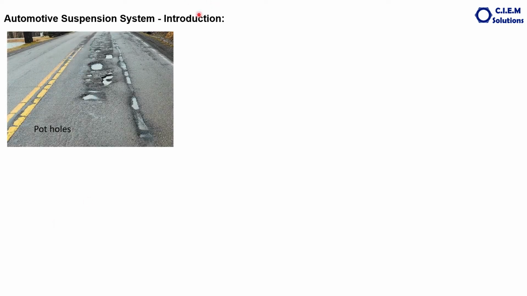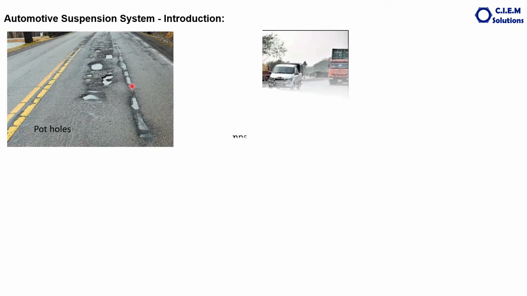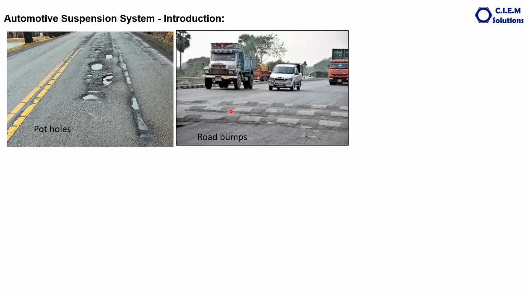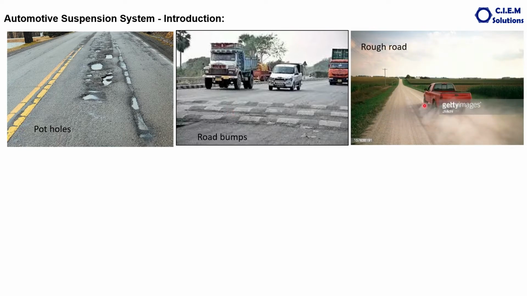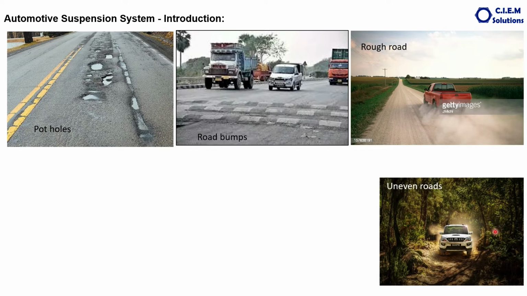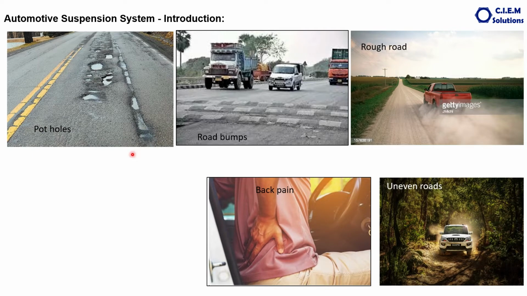Let us have a look at the roads on which we drive the vehicles. The roads with potholes, roads with bumps and humps, the gravel road, village roads, and the roads with a lot of undulations and uneven surfaces. We will come across all these types of roads when we are driving the vehicle. What happens if the vehicle is very rigid without any flexibility between the surface and the chassis?